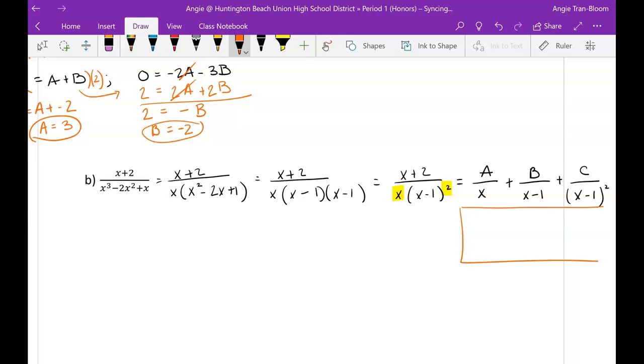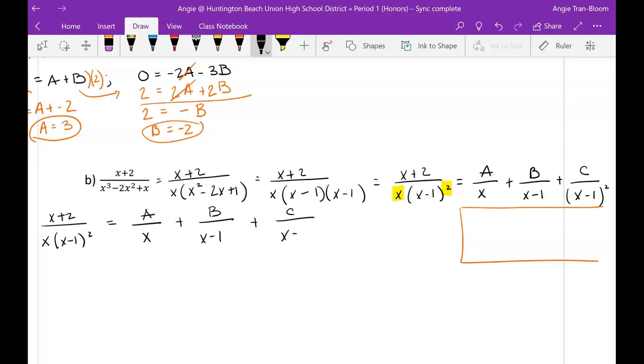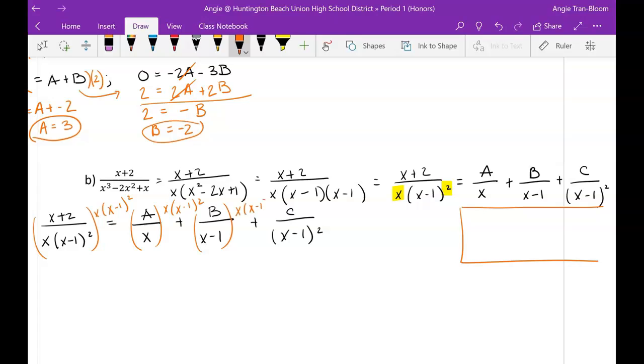All right, just like earlier, your job is to clear out your fractions. So here we go. Let's write it over again. x plus 2 over x times x minus 1 squared equals a over x plus b over x minus 1 plus c over x minus 1 squared. To clear out your fractions, you multiply by the common denominator, and the common denominator is this. So each and every term, if you're going to multiply to one term, they all get multiplied by the same thing.